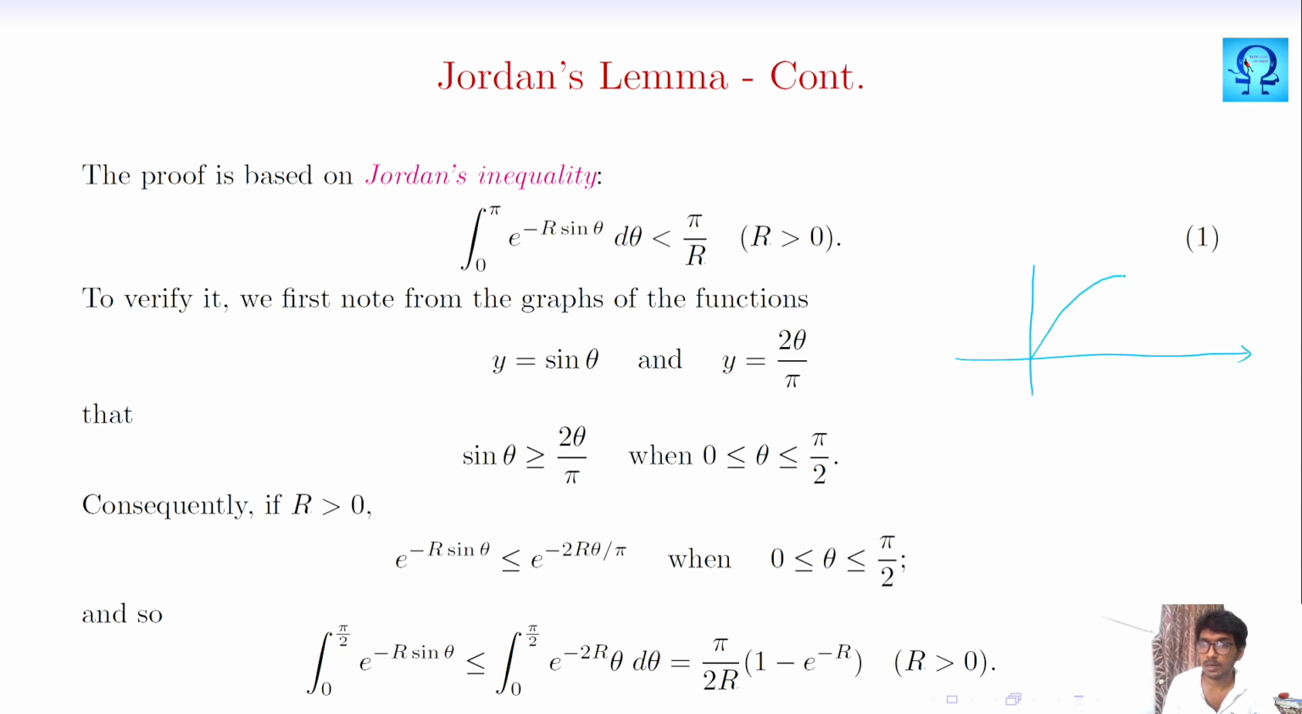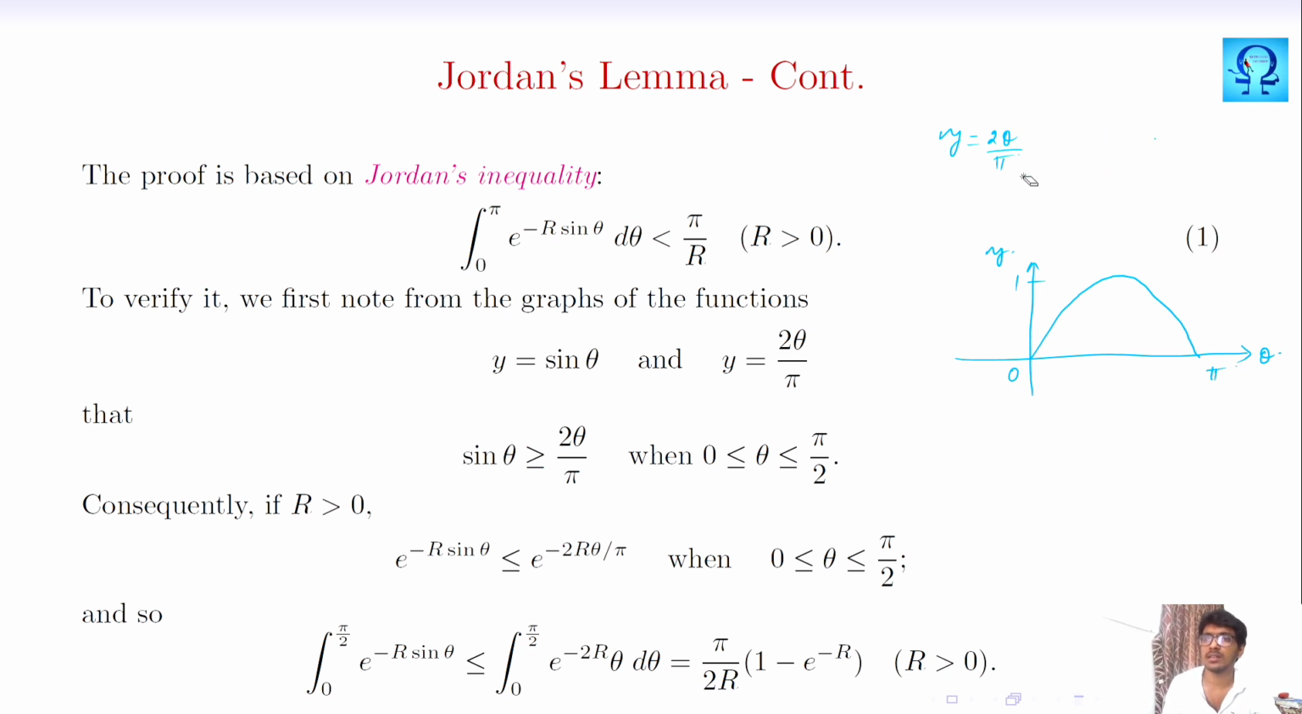For that we consider the graph of y equals sine theta, from 0 to pi; I am plotting it, and if you want you can extend it as well. Next we plot y equals 2 theta upon pi. This is the theta axis and this is the y axis, and you have the peak point which is 1 here. Now y equals 2 theta upon pi, when theta is pi upon 2.